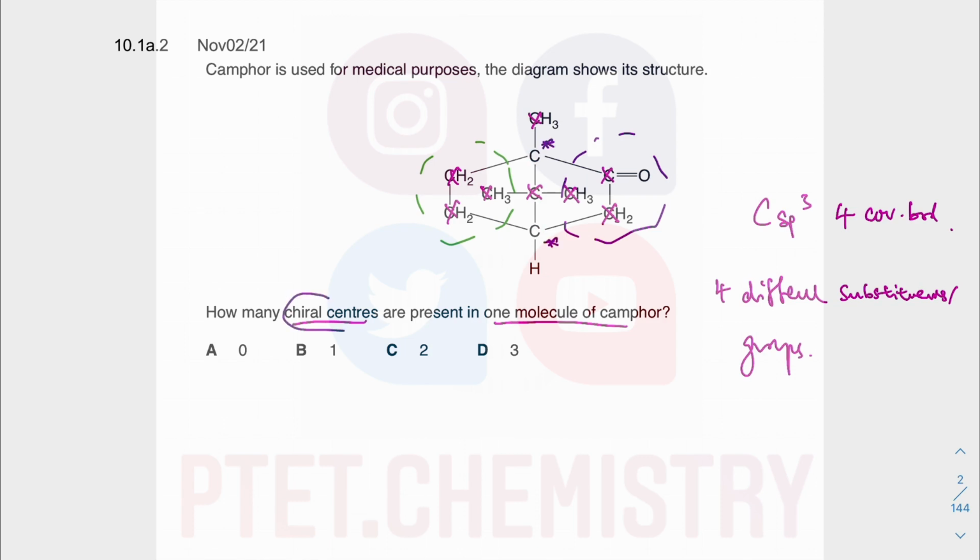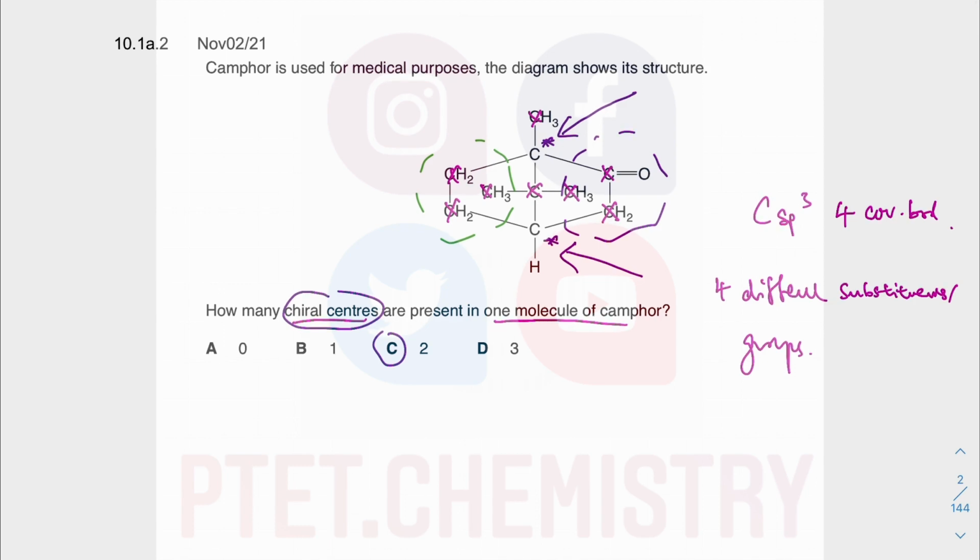So how many chiral centers? You will have 2 chiral centers. There is one and that is another one. Okay, so look out for symmetry, and don't just look at the next atom. You look at the overall left side and the right side. Okay.